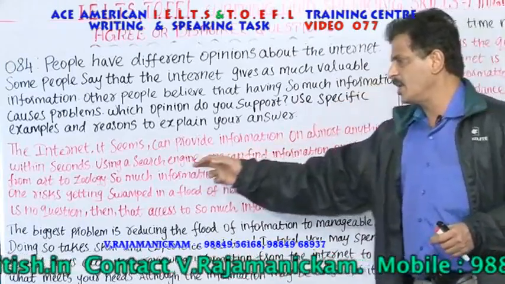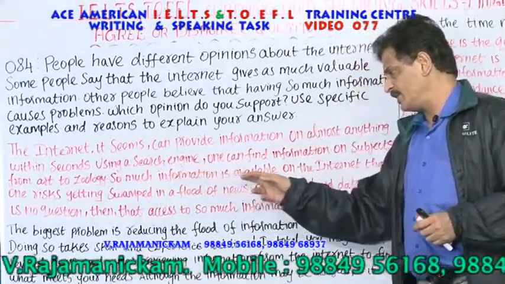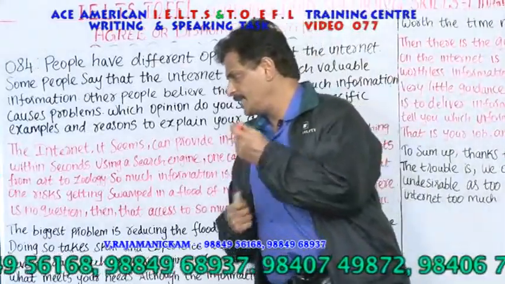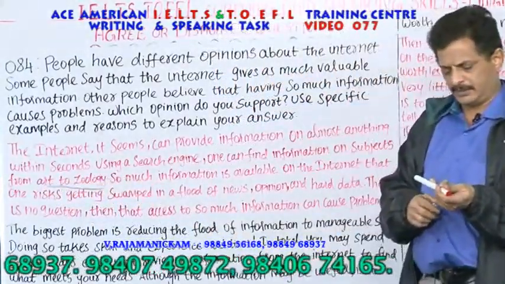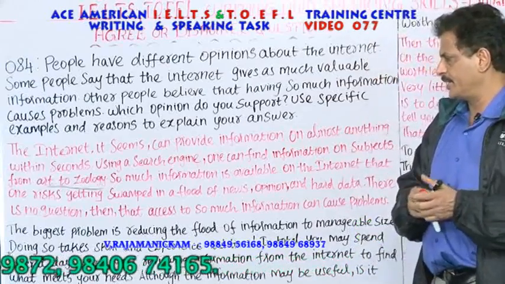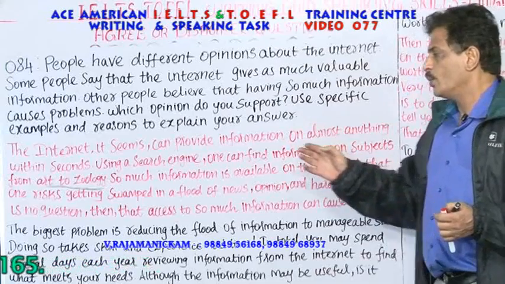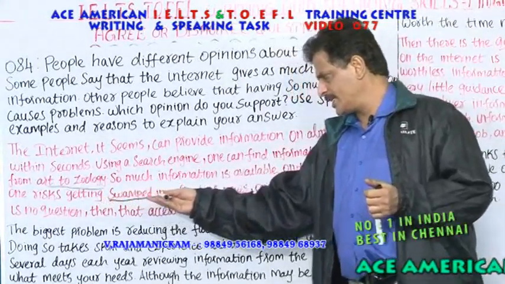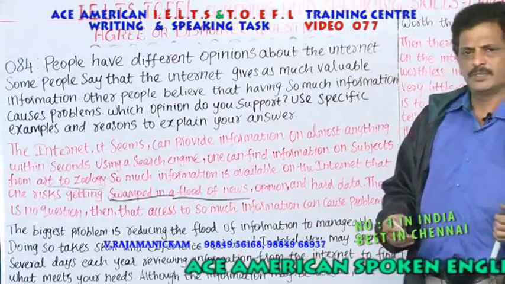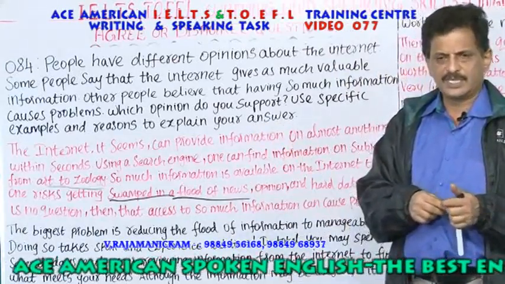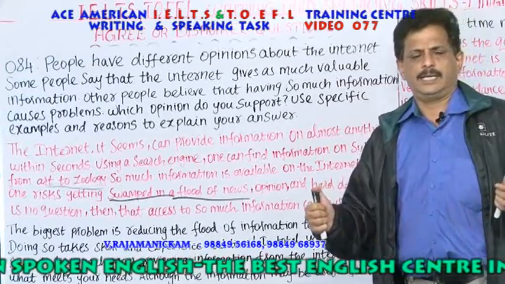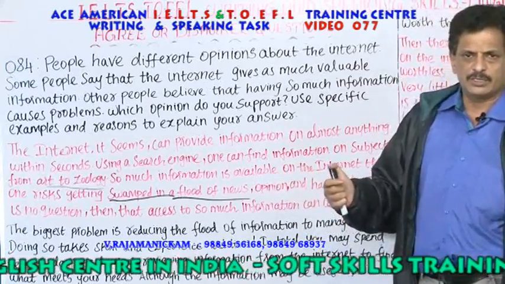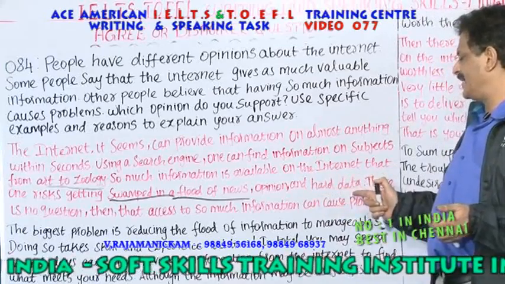Now, coming here, he says the internet, it seems, can provide information on almost anything within seconds. Is it true? You go to Google, you press certain things, whatever you want, within seconds you get information, any information around the world, anything at your desktop. Using a search engine is necessary. One can find information on subjects from art to zoology. So, any subject, immediately within seconds you can get it on your computer.